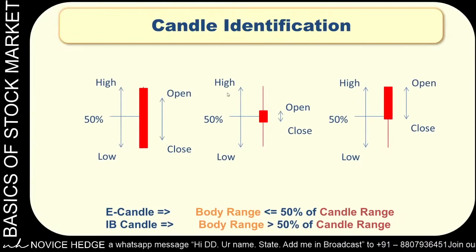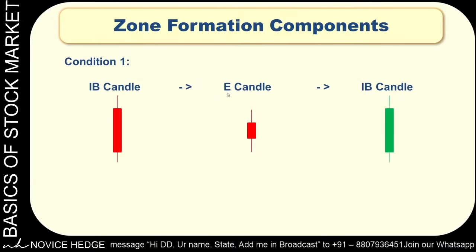Okay, so now let me understand how to find the zones, which means which is the cheap price and which is the expensive price. There was a question earlier: how to find the cheap price? You'll be able to understand how to find the cheap price in another 10 to 15 slides. So be concentrated.